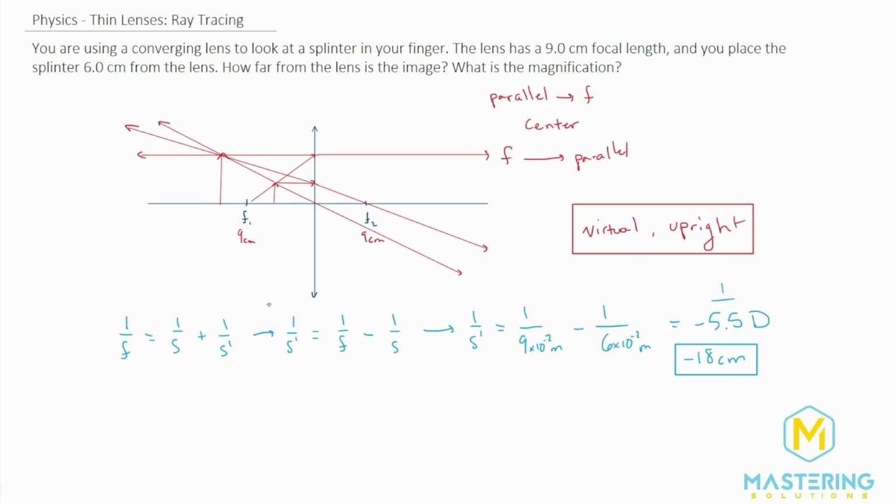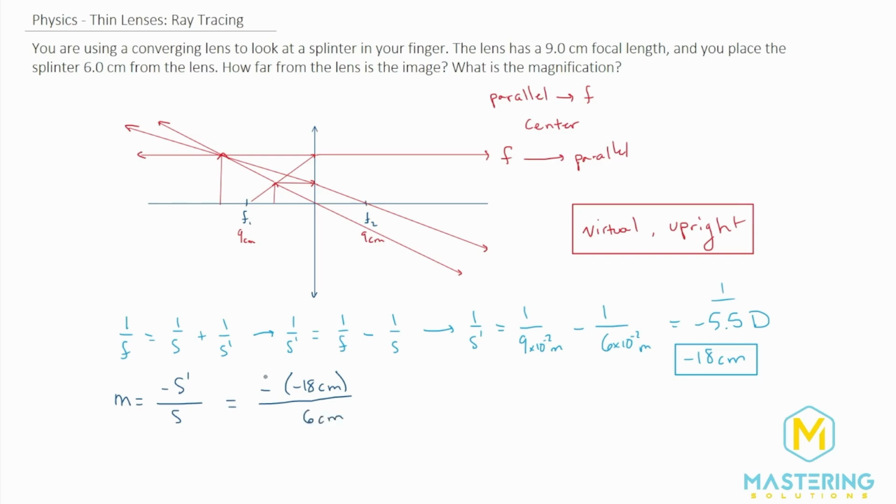If we want to calculate the magnification now, we can use the magnification equation, the one that we'll use at least, which is the negative image distance divided by the object distance. So now that we have the image distance, we have negative 18 centimeters. Since we have centimeters for both, as long as we have the same units, it's fine, and we don't have to put it in meters, but if you did, it's fine as well. And then the object distance we said is 6 centimeters.